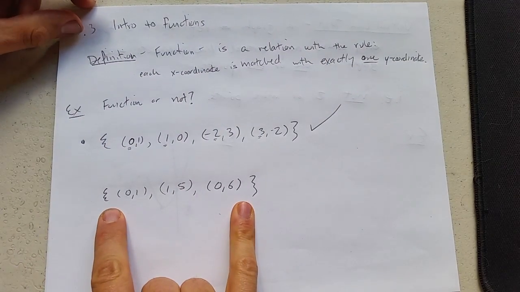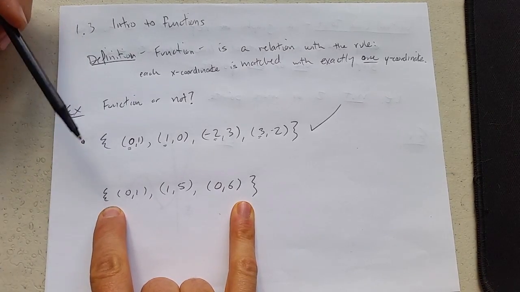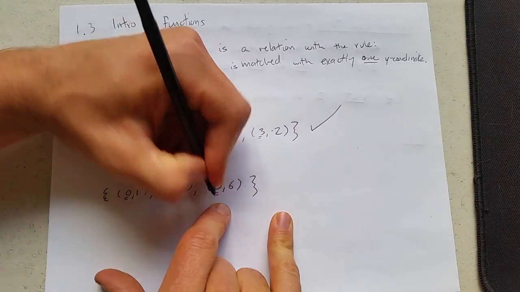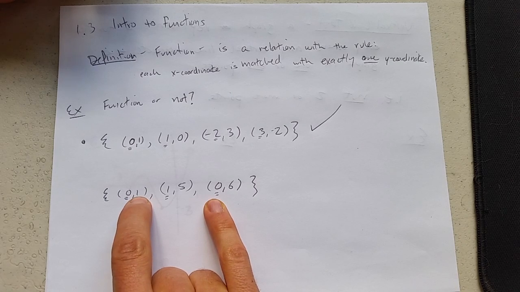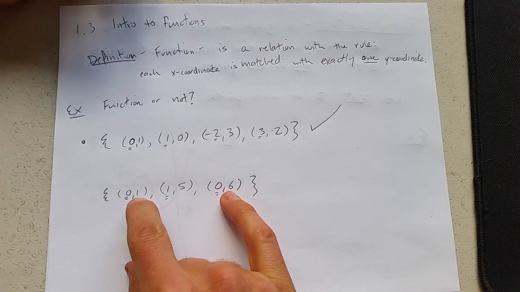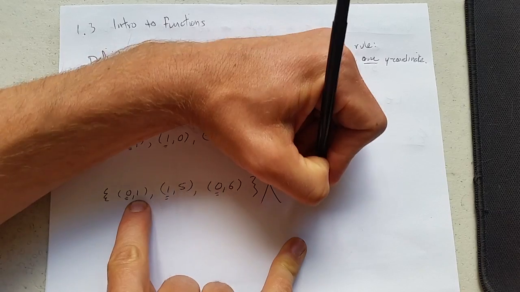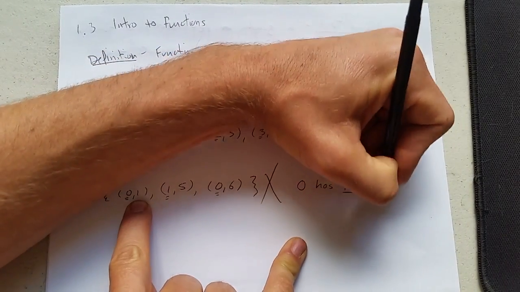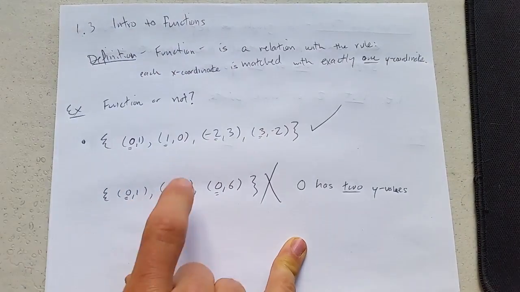What about the second relation? These are going to be relations, they're sets of points, but do they follow the function rule? So here we have x-coordinate 0, x-coordinate 1, x-coordinate 0. So the x-coordinate 0 is matched with y values 1 and 6. So 0 has two y-coordinates, so this is not a function. 0 has two y values. So this one's not a function.